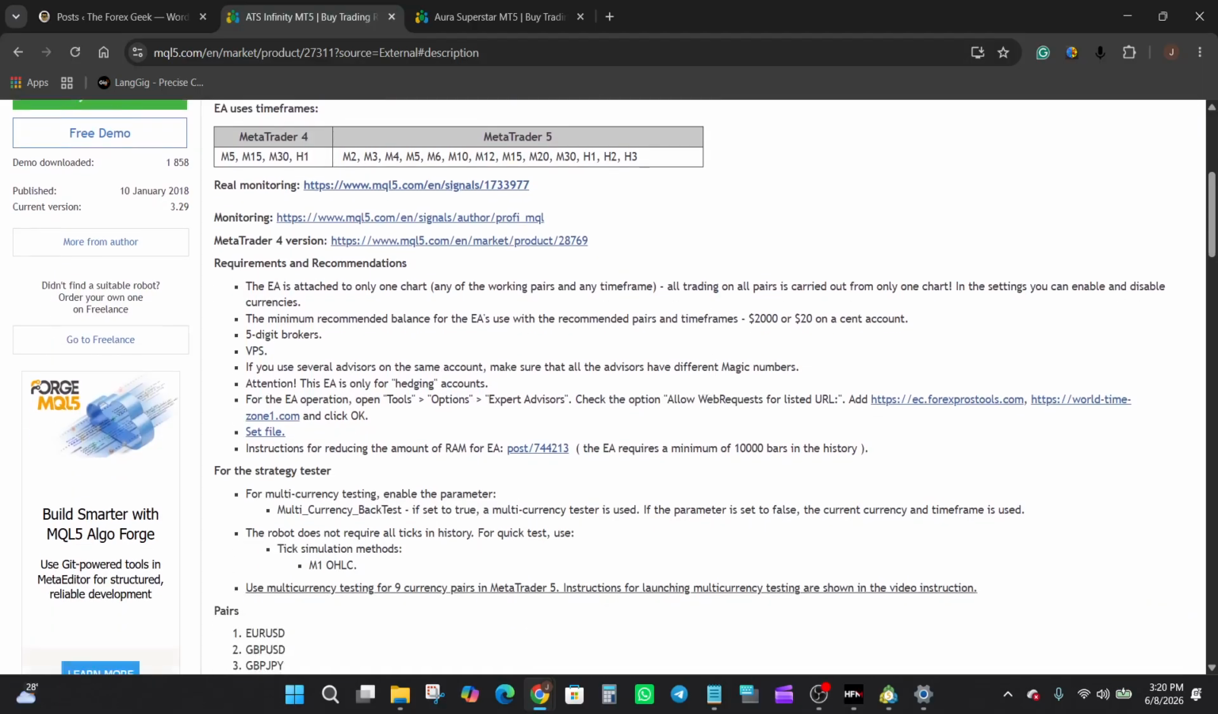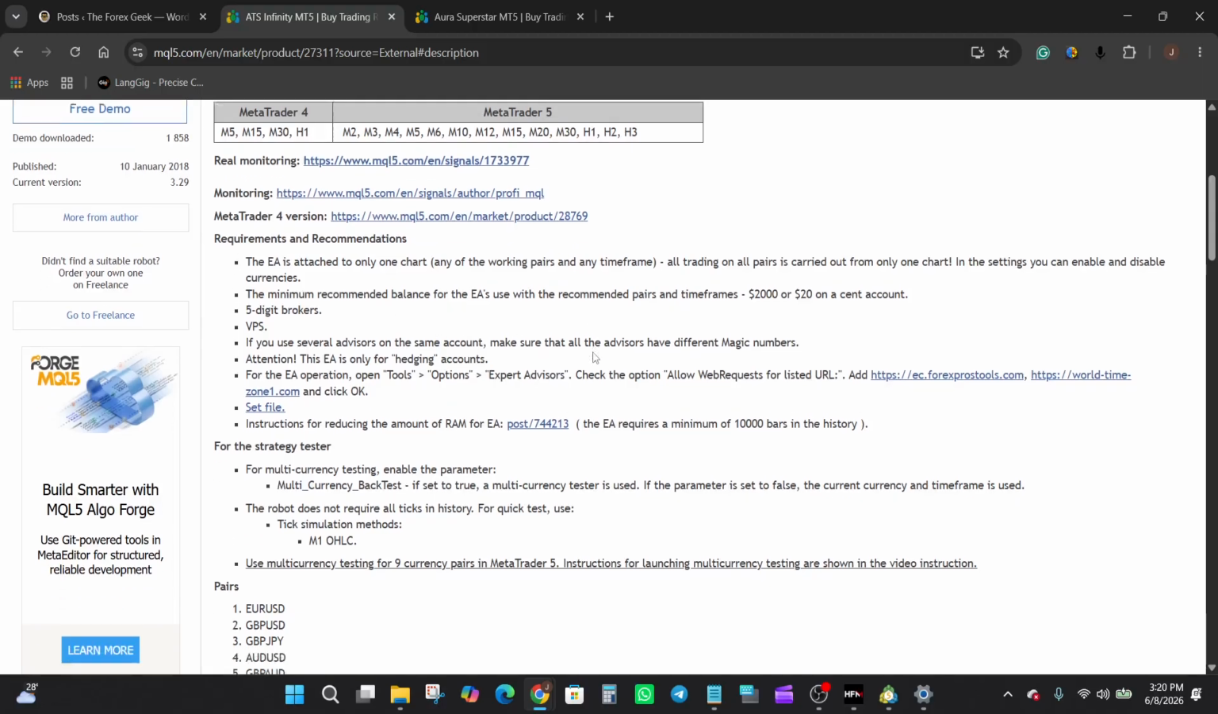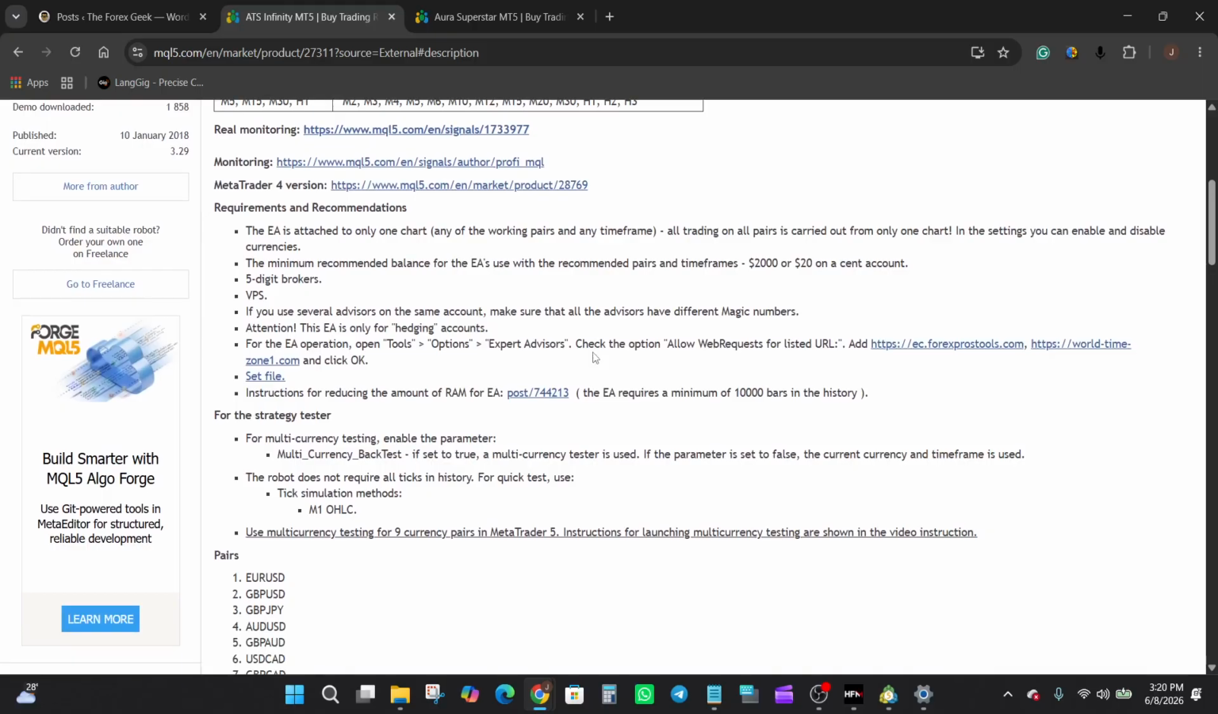Before we go into the backtesting, it's also important to note the requirements. The EA is designed to run from a single chart, and it manages multiple currency pairs internally from that one chart. There are also specific setup requirements like enabling web requests, URLs, using hedging accounts, and ensuring proper magic number separation if multiple EAs are used. Now let's move into the historical backtesting section and review how this system behaves over time.